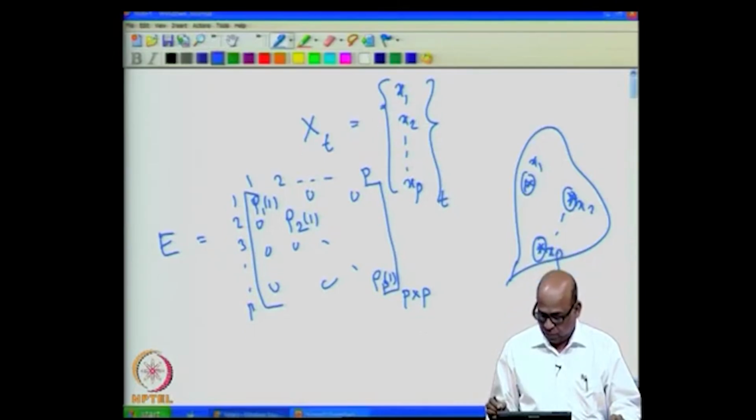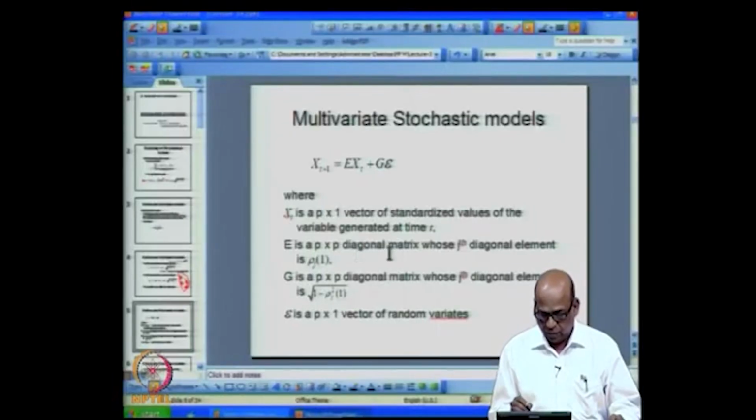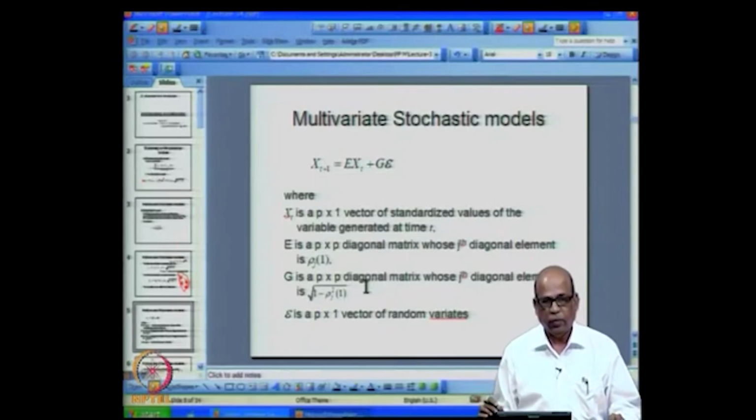All right. Now, we will formulate the other matrix. So, E is a p by p diagonal matrix whose jth diagonal element is rho j 1. That means, the second diagonal is rho 2 1, that is at site 2 the lag 1 correlation that exists, that is what we put as rho 2 1. Then epsilon is a p by 1 vector of the random variates. Let us look at the matrix G first.